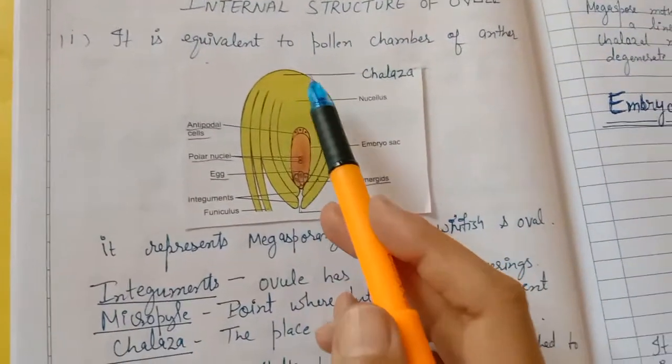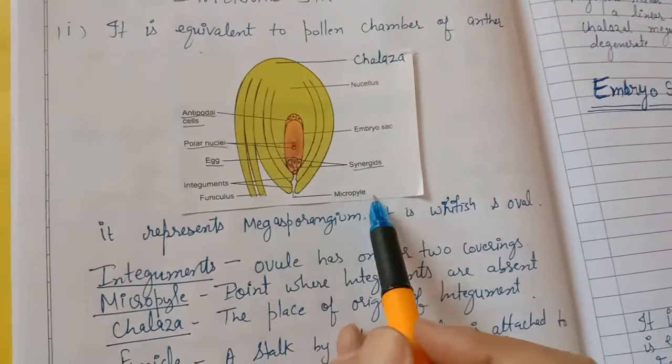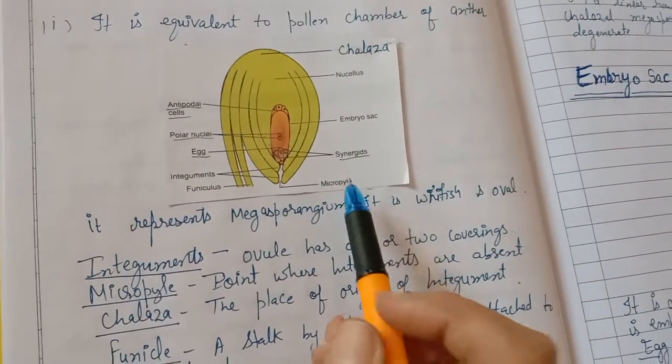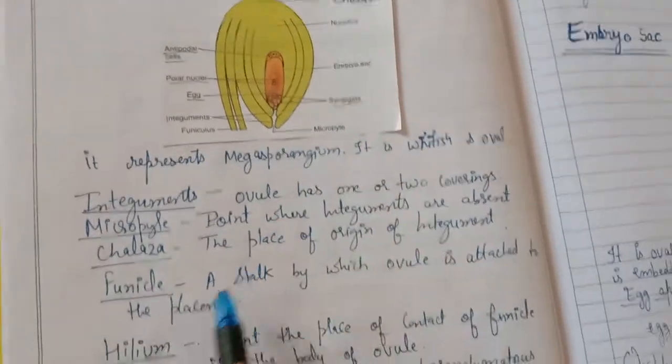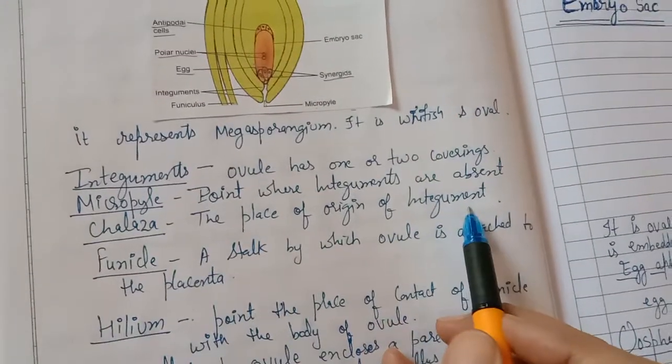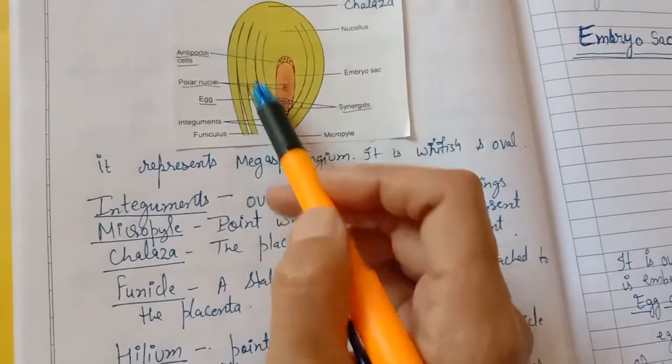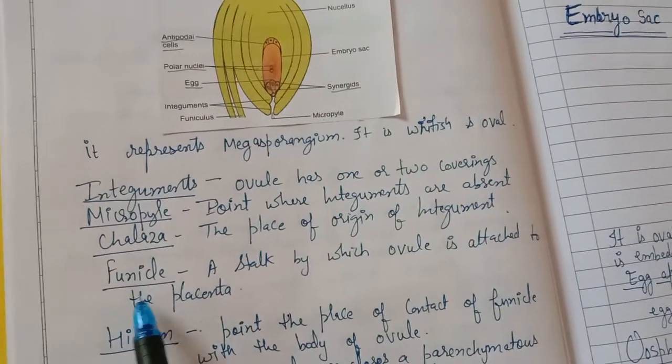The ovule has two ends. This is the chalazal pole and this is the micropyle pole. So this is the chalaza, the upper part, and this is the lower micropyle. The chalaza is the place of origin of the integuments. So the chalaza is where the integuments basically originate.